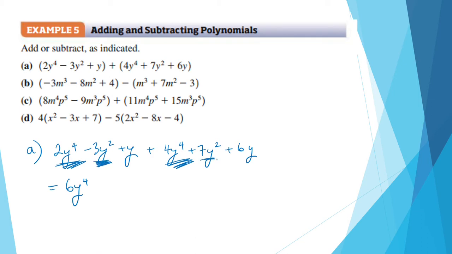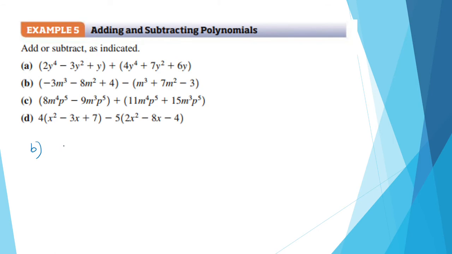This is the power of 2. Let's add these together. Negative 3 plus 7 is 4. And then we'll keep the y squared. y plus 6y is just 7y. And that's our solution for part A.